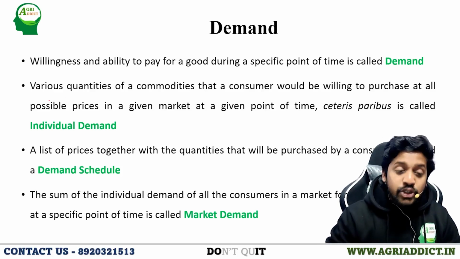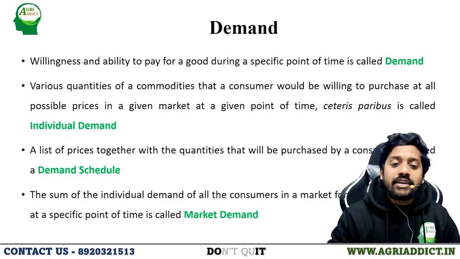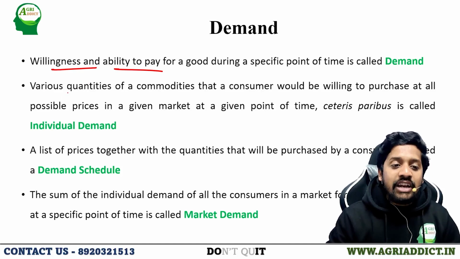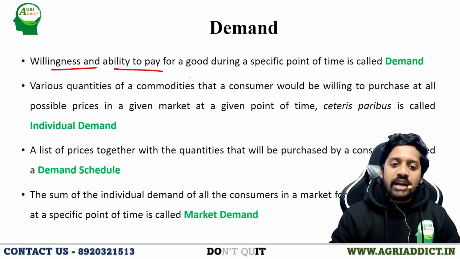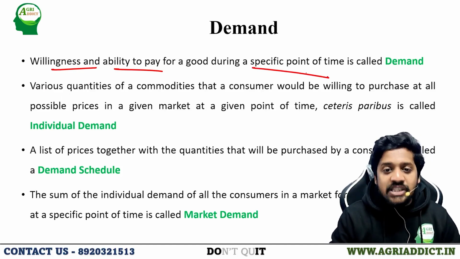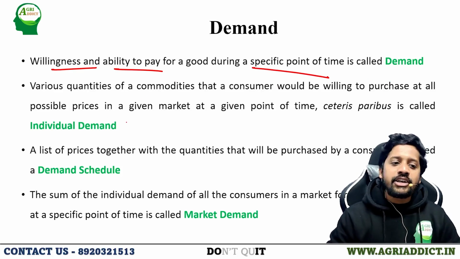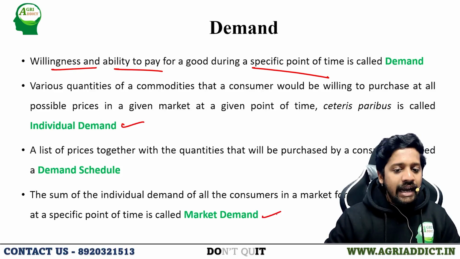So there are two basic requirements for a commodity to be said to have a demand, that is, willingness to pay and ability to pay. So willingness and ability to pay for a particular commodity during a specific point of time can be considered as demand. Generally, demand is divided into two, that is, individual demand and market demand.